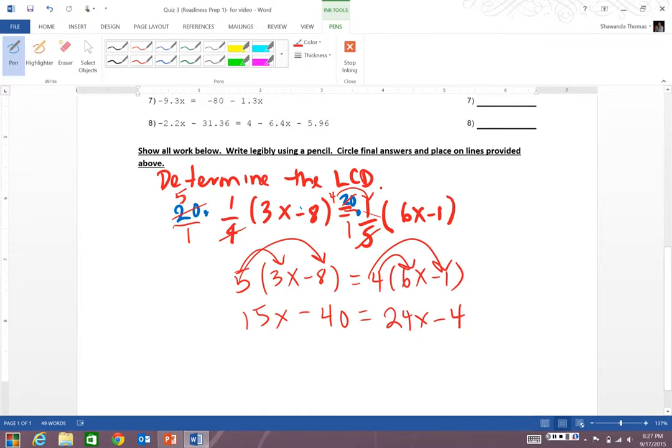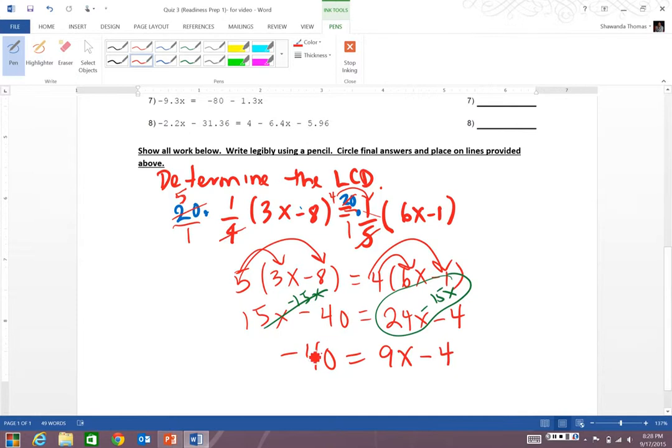Now, what should we do? We should get our x's together. So subtract 15x. That way, our leading coefficient will be positive. As you can see, we'll get a positive leading coefficient. Now, what's remaining on the left side? You really still have a negative 40 equals 24x minus 15x is 9x, and we rewrite our 4, minus 4.